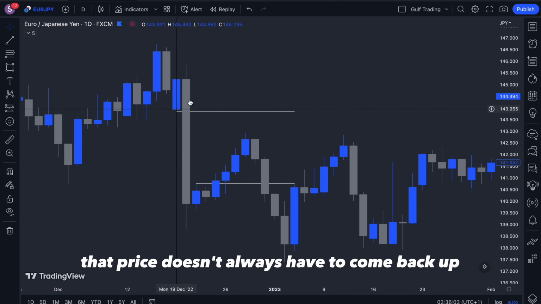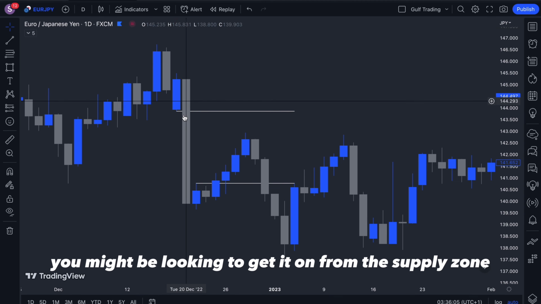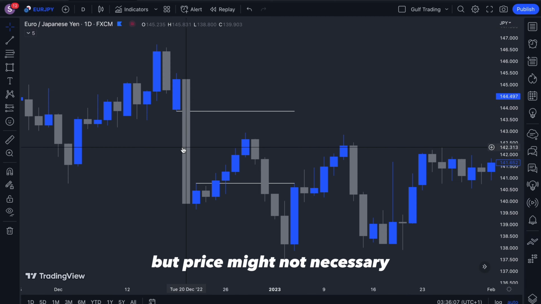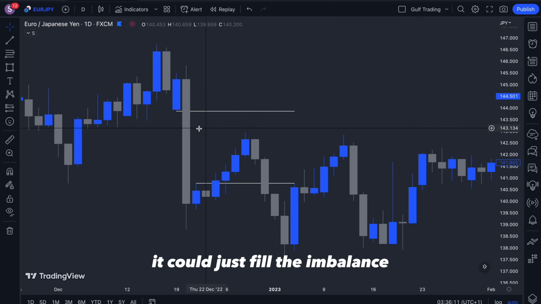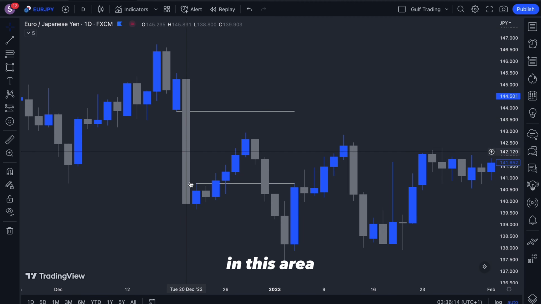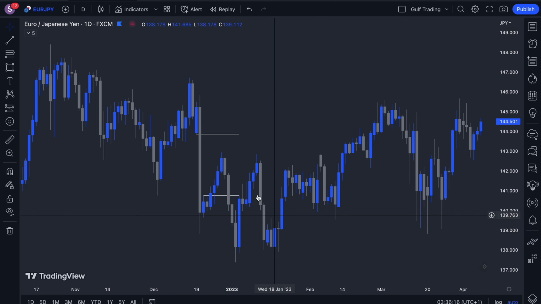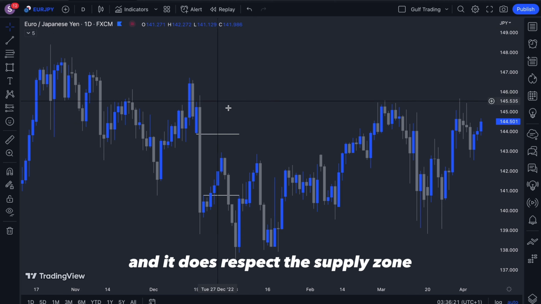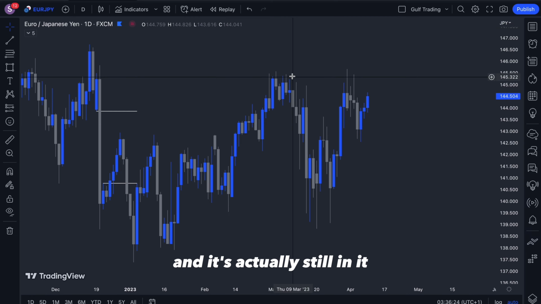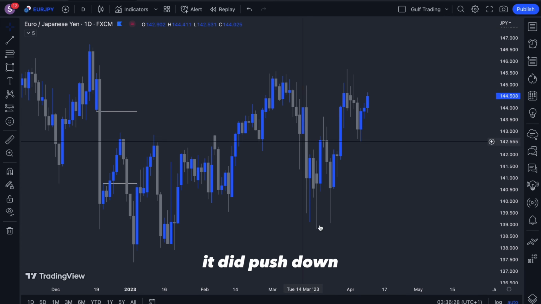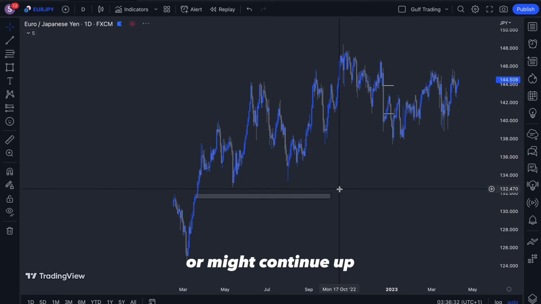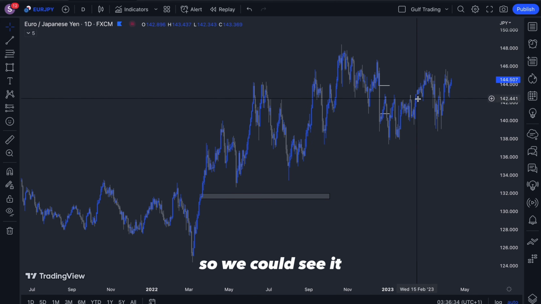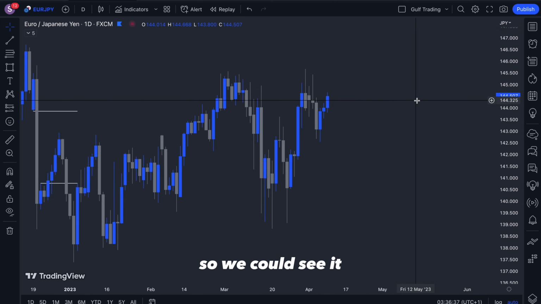The price doesn't always have to come back up and fill all the imbalance. You might be looking to get in from the supply zone, but price might not necessarily push up all the way to this supply zone and then take down. It could just fill the imbalance wherever the orders are resting in this area and then continue in this direction. Then it does eventually come up, and it does respect this supply zone a bit anyway. It's actually still in it, but we'll see what happens. It did push down and then push up, and might go down again, or it might continue up. Price is bullish, so we could see it probably going up.